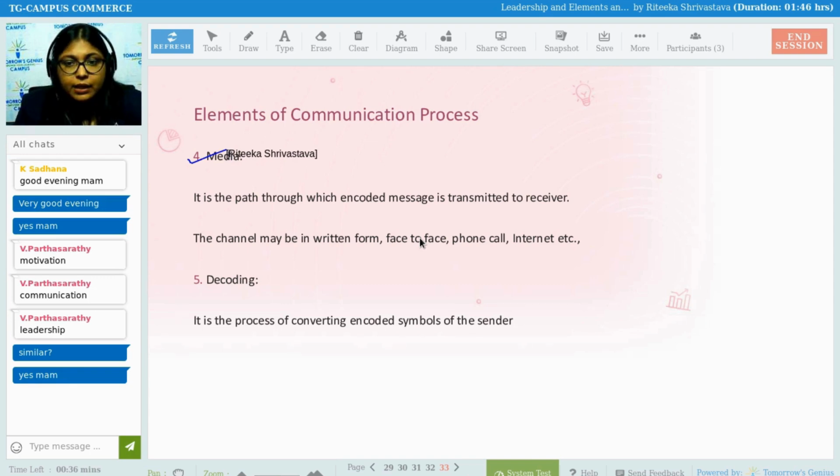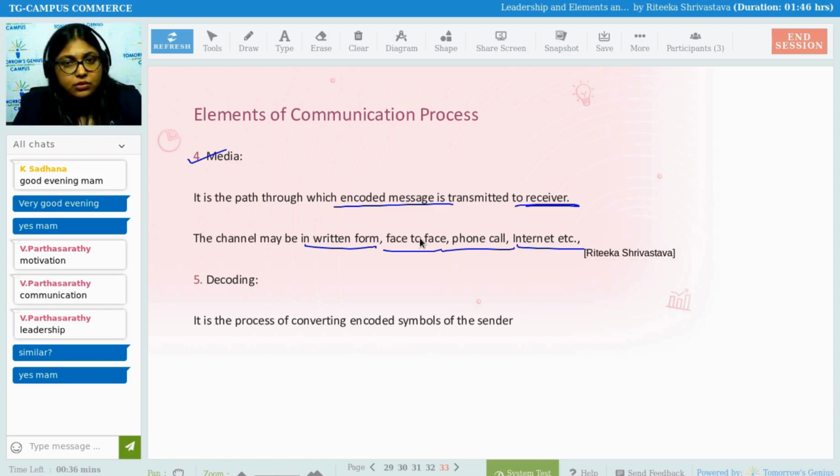Fourth is media. Now, what medium have you used to do the communication? So it is the path through which the encoded message is transmitted to the receiver. Channel may be in written form, face-to-face, phone call, internet, etc. So media is the medium which the sender has used to pass his message to the receiver. Whether he has used a written format, whether he is going to communicate face to face, whether he is going to make a phone call, or whether he is going to mail via internet, completely depends upon the sender.